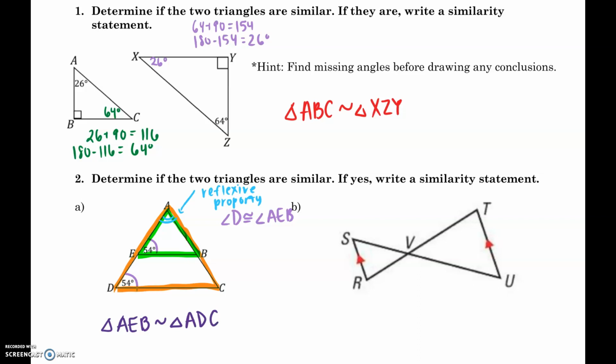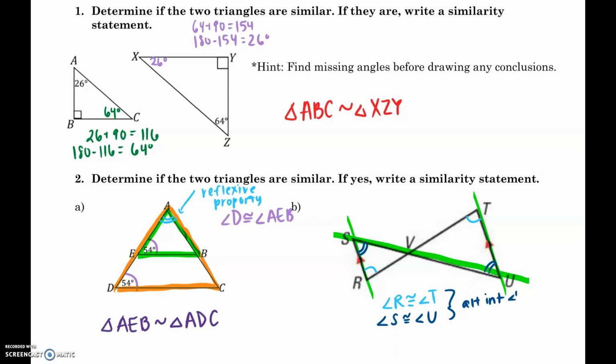And for part B, our parallel lines here are going to help us find congruent pairs of angles. So one pair is here. These are alternate interior angles. So we can say angle R is congruent to angle T. If we use our other transversal, we have angle S congruent to angle U. And those are both alternate interior angles.